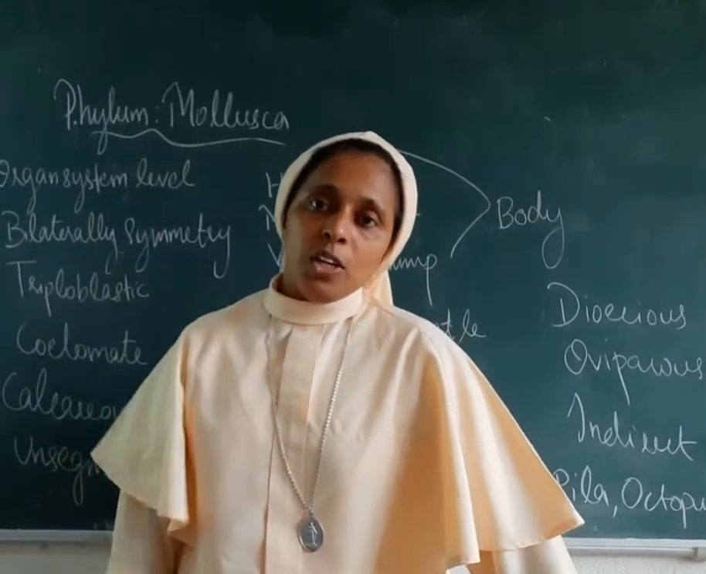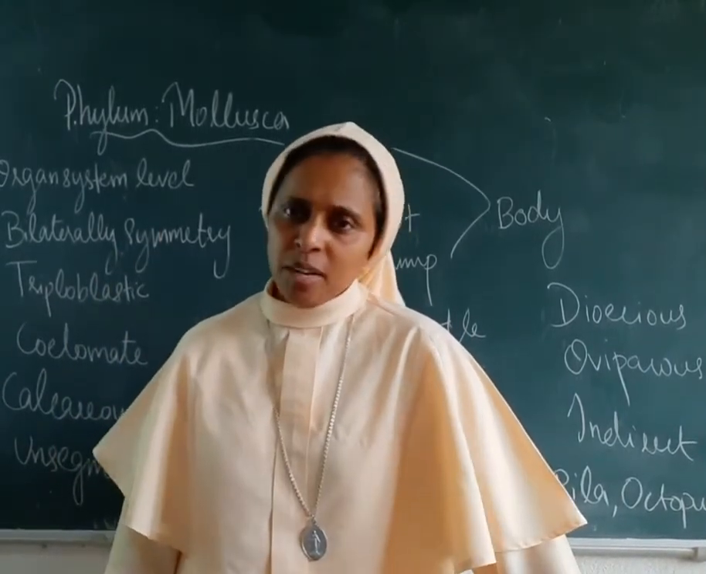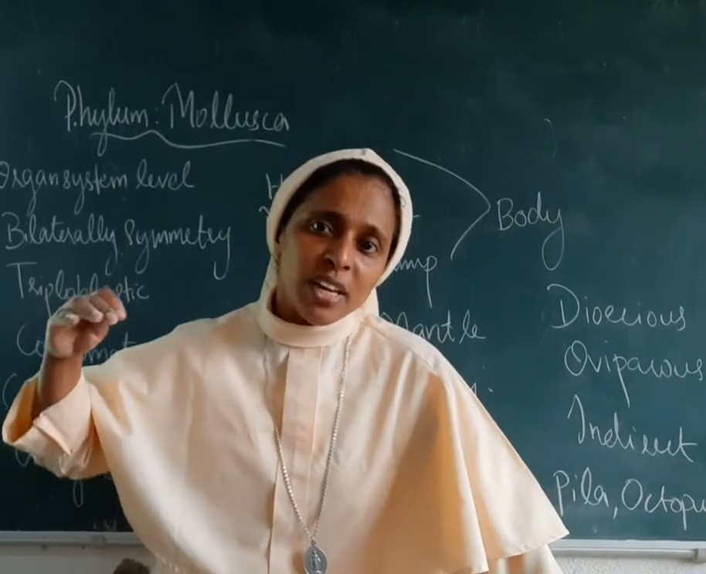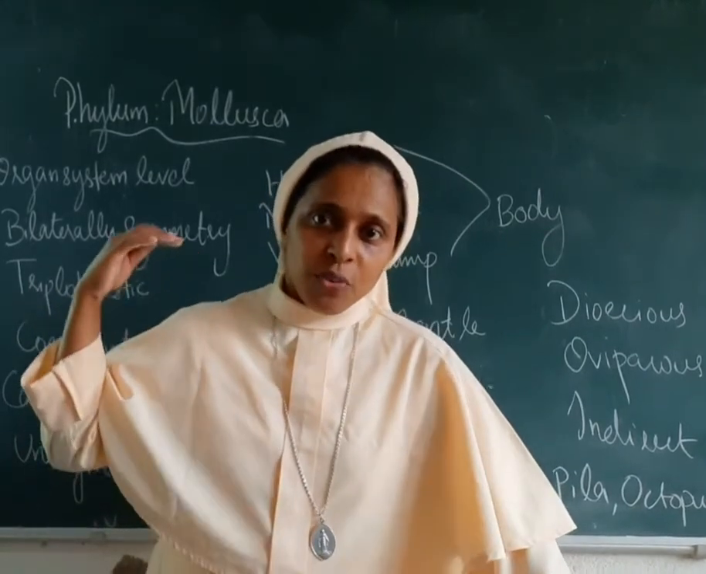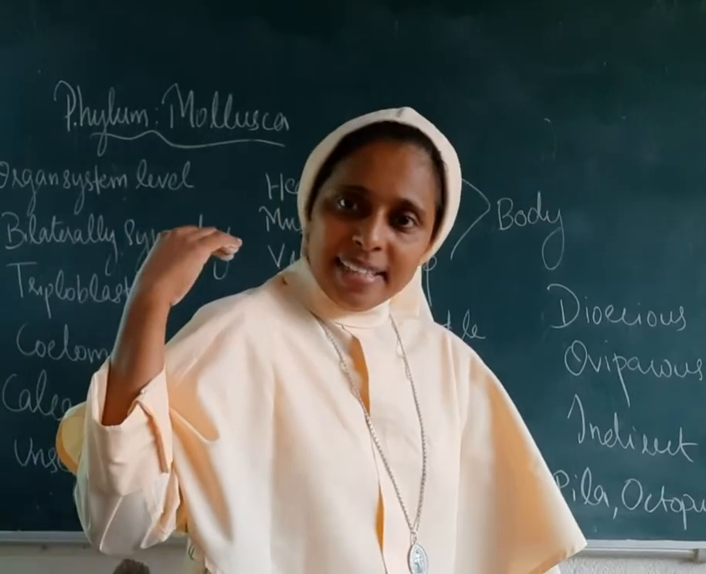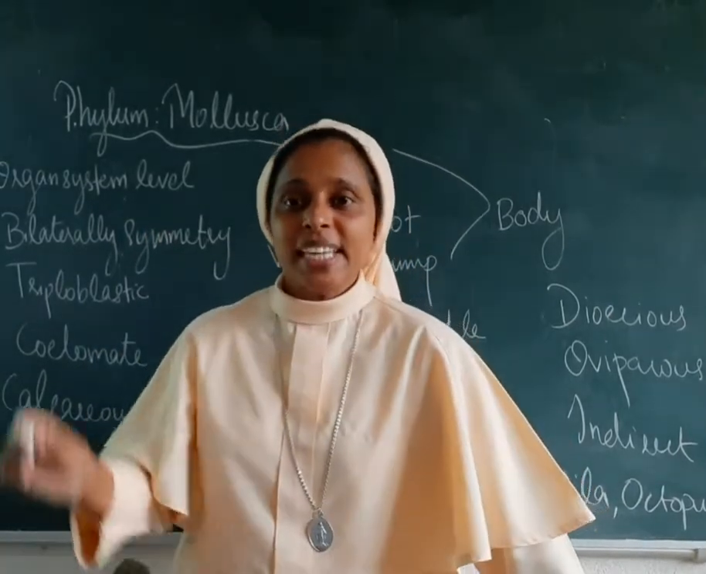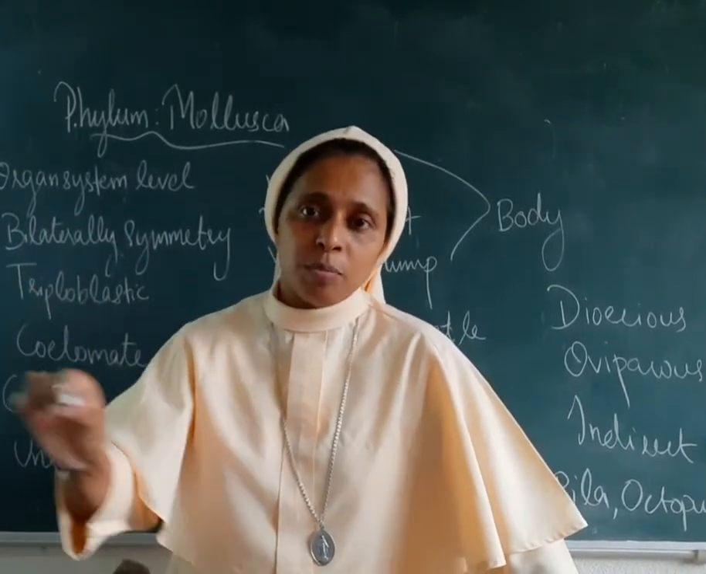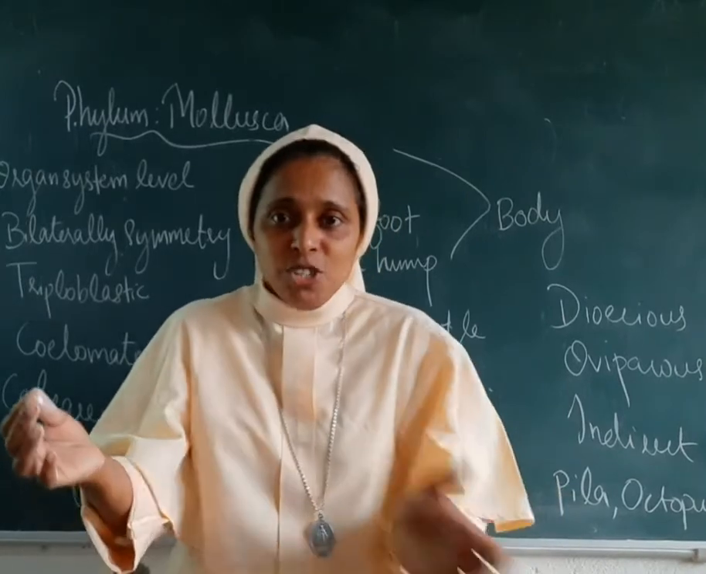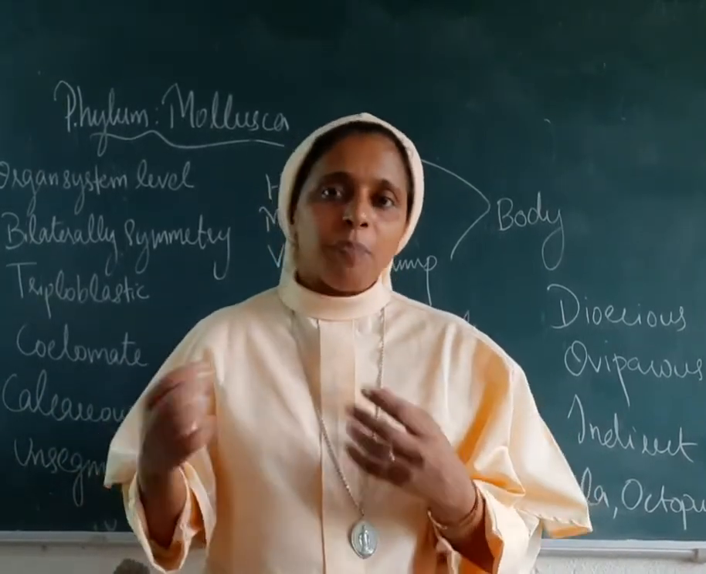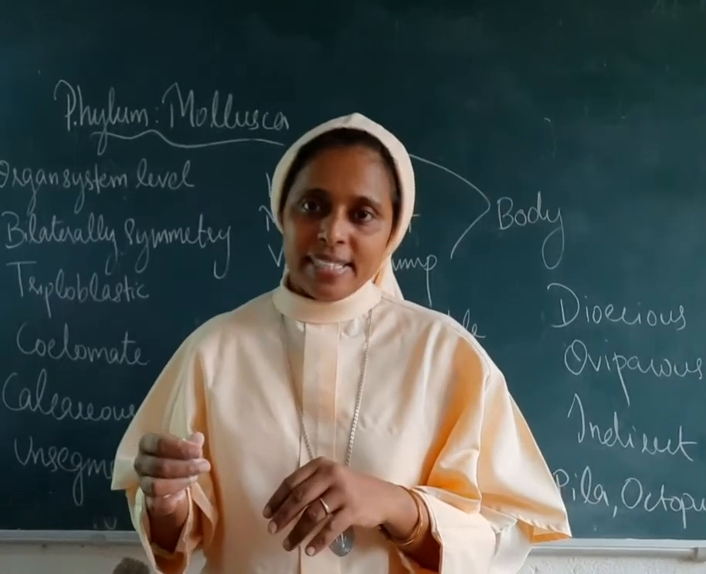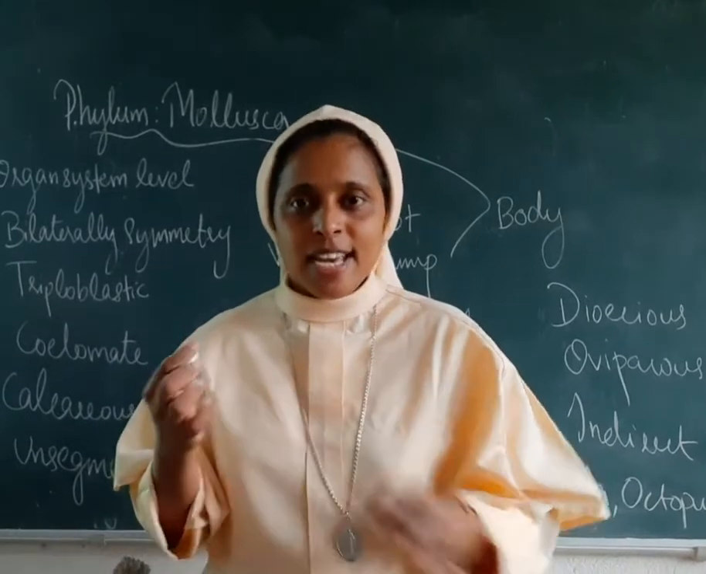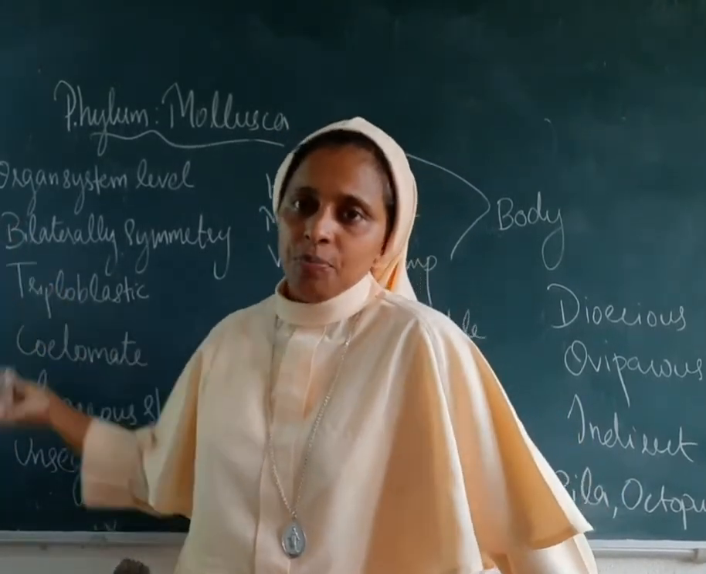The best example in this phylum Mollusca is the snail. You might have seen during the rainy season one animal moving with a hut or a house over its backside. That is the snail. That is a calcareous shell. If enemies come to attack that species, they withdraw their body inside that shell. Thus they escape from the predators. So this phylum has the calcareous shell.